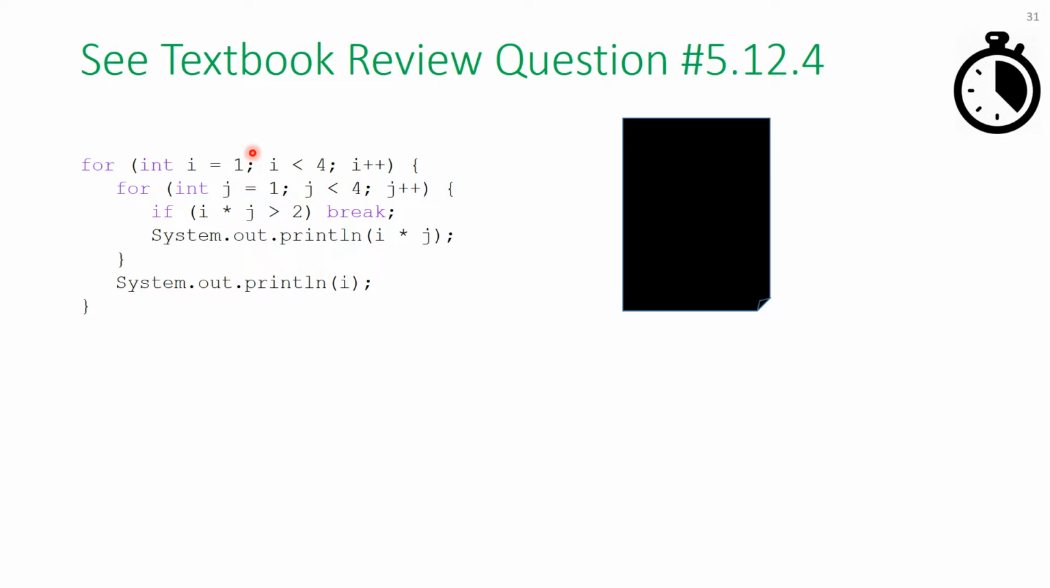I end up here. 1 times 1 equals 1. Is it greater than 2? False. So it's not greater than 2. I don't break. What else is there for me to do? No pun intended. Well, there's no else. So I'm done with that if statement. System.out.println I times J, 1 times 1. Yeah, that gives us 1 on the screen. Okay? And that's it.